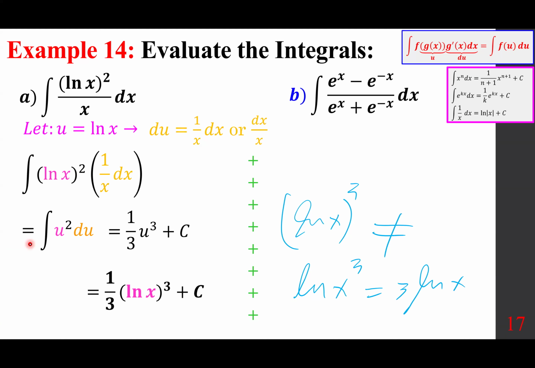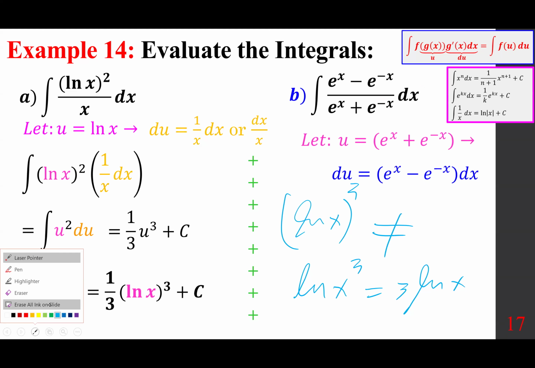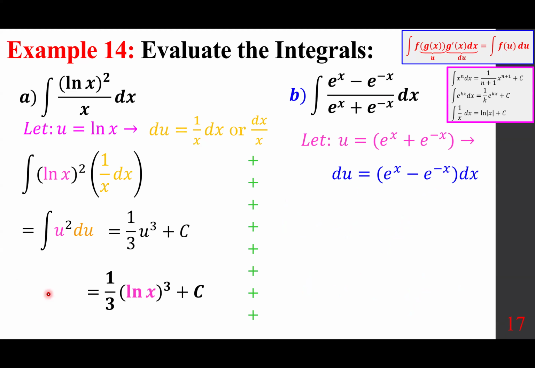At the same time, we notice the derivative of the bottom is the top. If you differentiate this, you get the top. E to the power of x is itself, e to the power of minus x is minus e to the power of minus x. So u is the bottom, and du is the top times dx. And so we rewrite it by putting the dx next to the top.